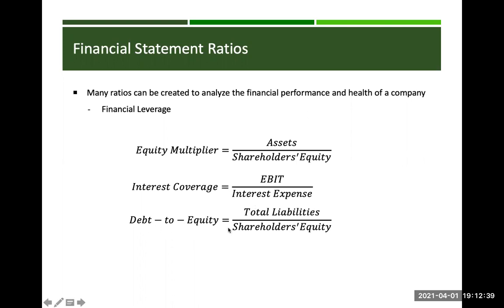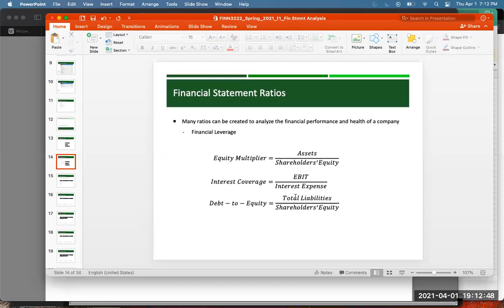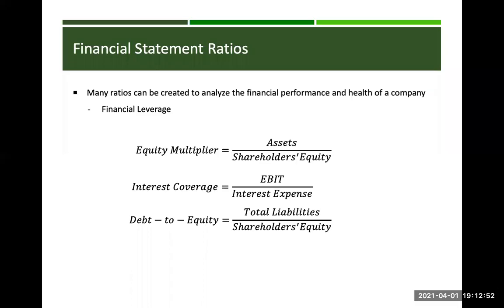Debt to equity. Total liabilities divided by shareholders' equity. Oh, excuse me, that's incorrect. Oh, that's right. Total liabilities from the balance sheet over shareholders' equity. And some people just put debt over equity or D over E. They're all fine.